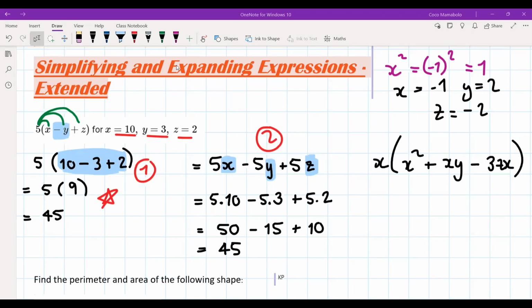Absolutely, 100%. It's correct. Do you see how both methods got us to the same answer? Both of them are correct. Yes, ma'am. Thank you, ma'am. You're very welcome, my sweetie.